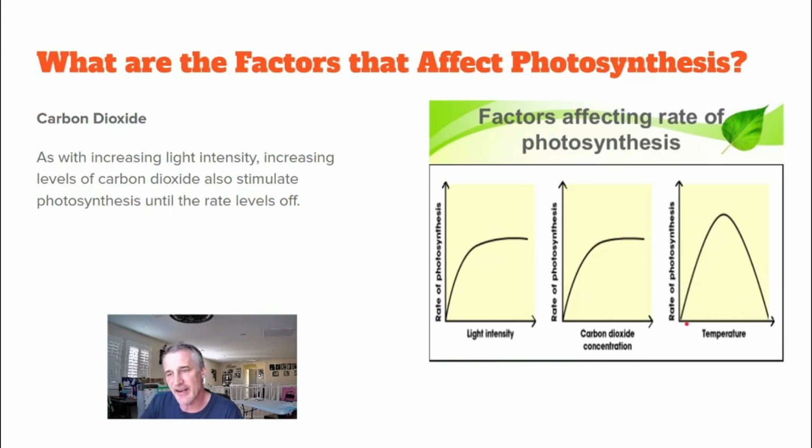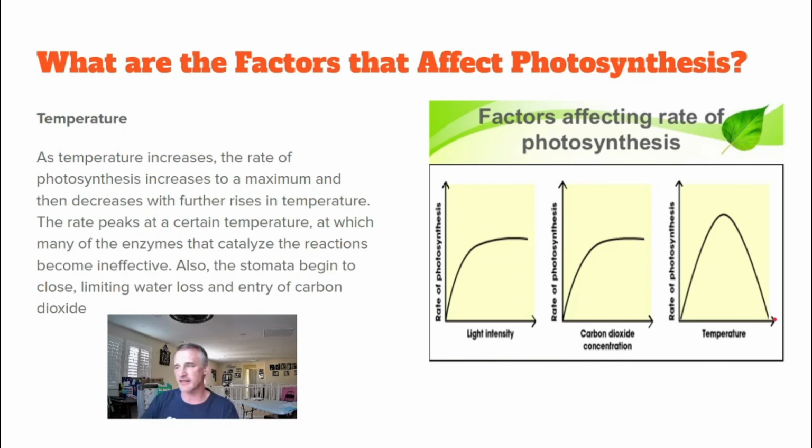So what's going on here with temperature? Notice it goes up, and then at a certain point, it actually starts to drop. Okay, so let's take a look at temperature real fast. As temperature increases, the rate of photosynthesis will increase to a maximum, and then all of a sudden you see it start to drop off. With a further rise in temperature, you see it start to kind of drop down.